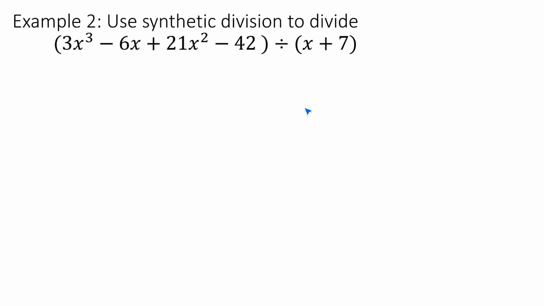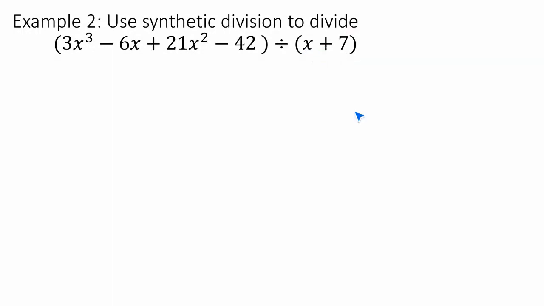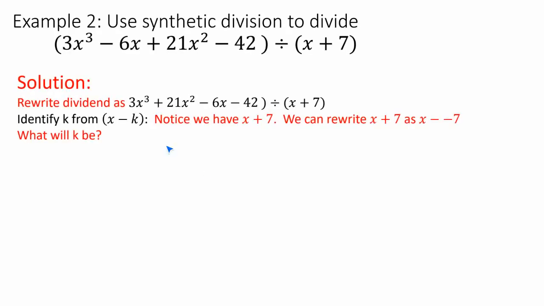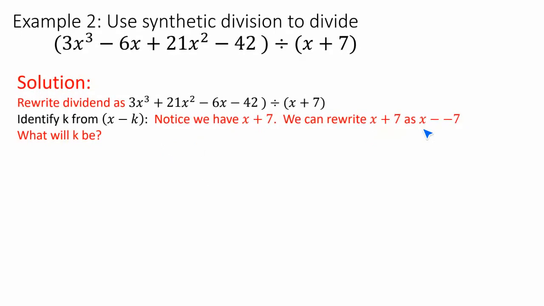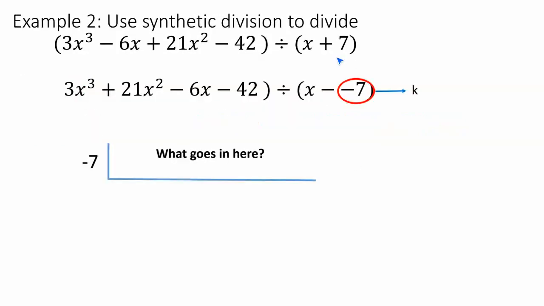So here we have something similar, but the big difference is, notice that our divisor has x plus 7 instead of x minus a number. Okay. So we need to identify k. So I can rewrite x plus 7 as x minus negative 7. So as in here, our k is going to be negative 7. So one of the things I like to tell students, you're always going to write the opposite. So if you have a plus 7, you write negative 7. If you have an x minus 7, then you would write a positive 7.